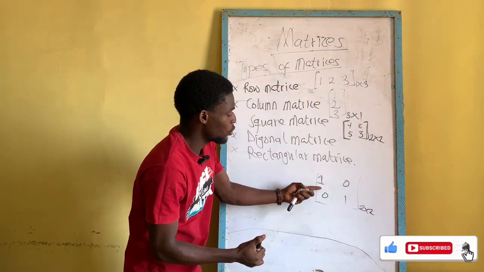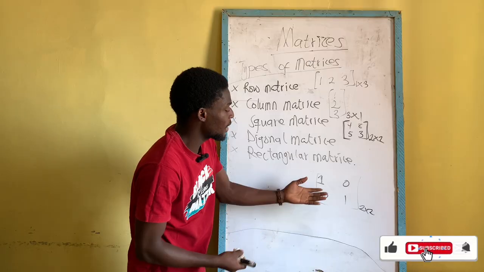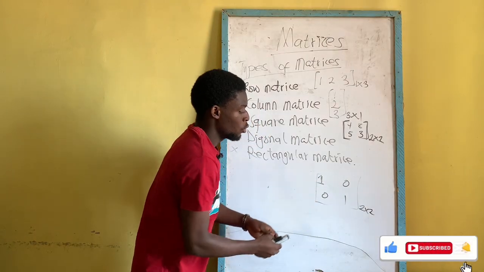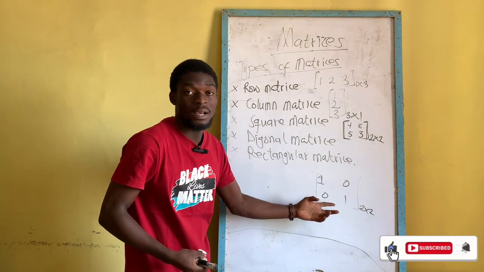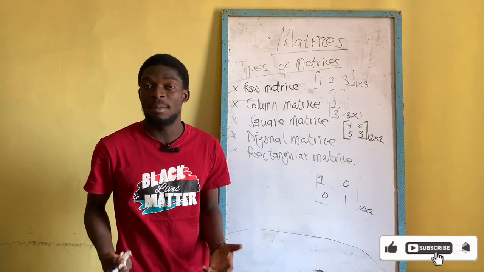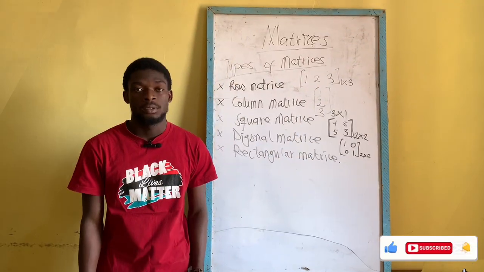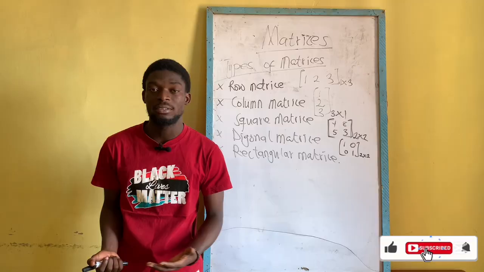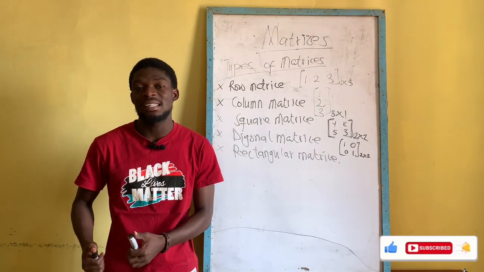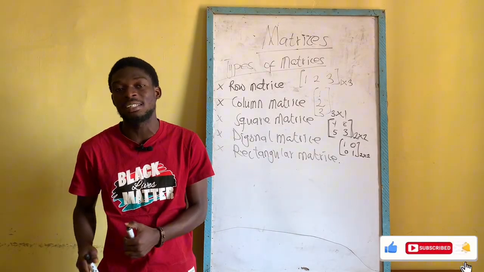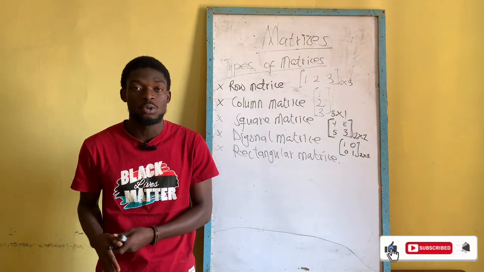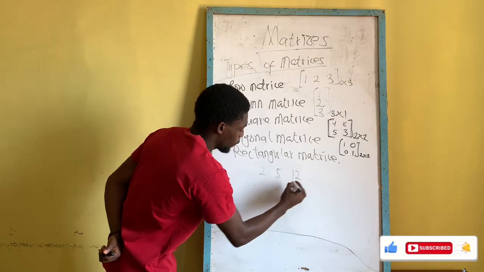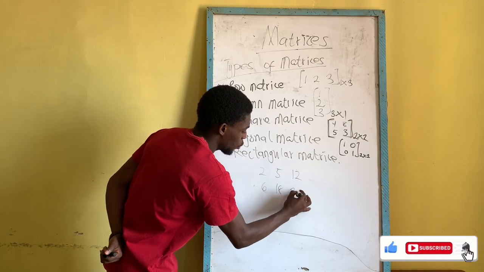So any matrix that has the elements outside the principal diagonal, that's the leading diagonal, to be 0 is termed a diagonal matrix. Let's look at the last type of matrices, that's rectangular matrix. Now, rectangular matrix is any matrix that has the number of rows and columns not the same, that's an unequal number of rows and columns. So assuming we have this matrix 2, 5, 12, 6, 18, and 20.